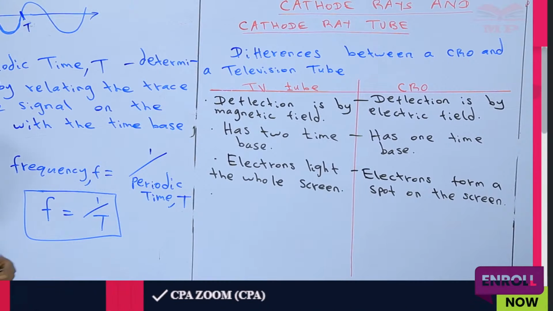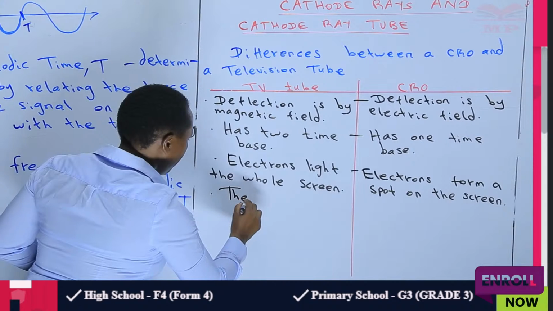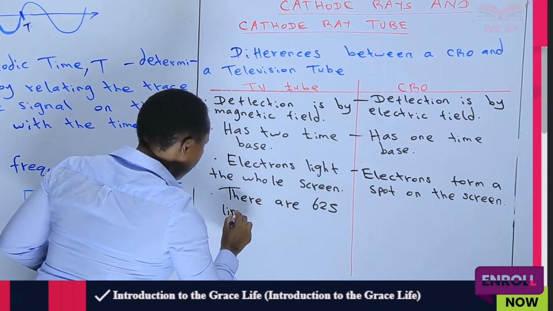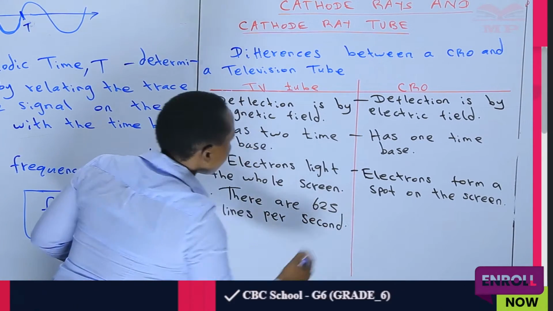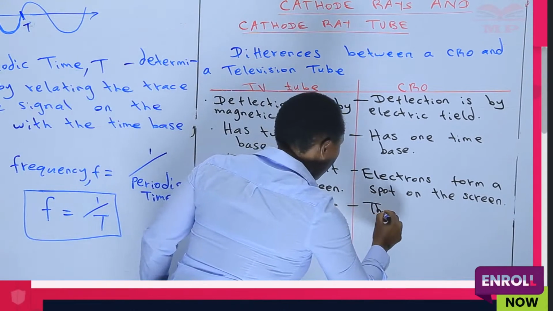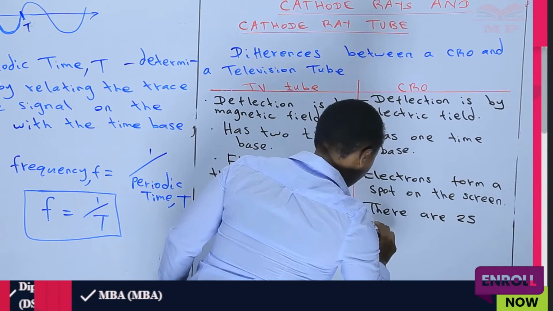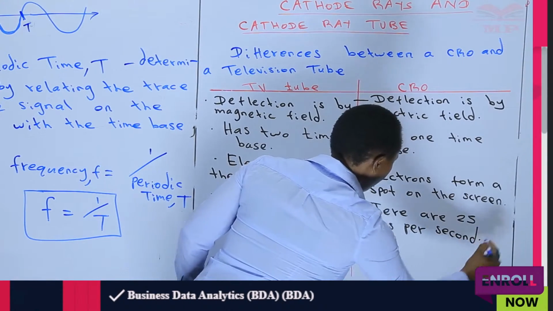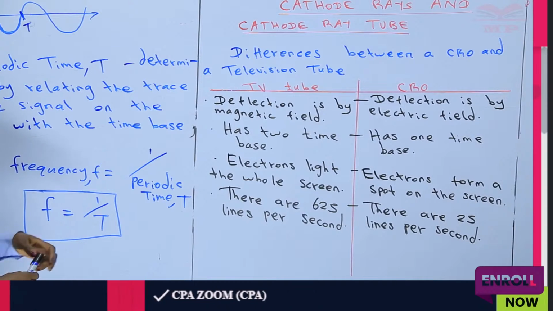Finally, there are 625 lines per second in a TV tube, whereas in a CRO, there are only 25 lines per second. So those are the differences, 4 differences between a TV tube and a CRO.